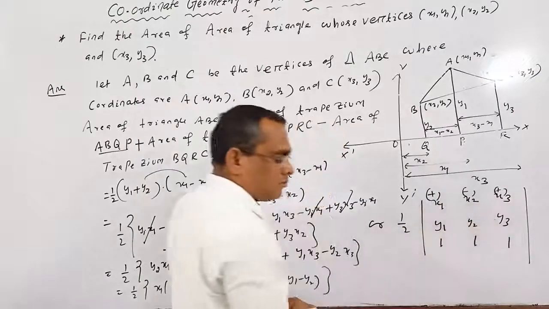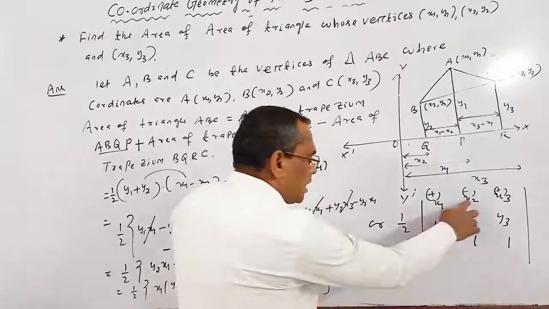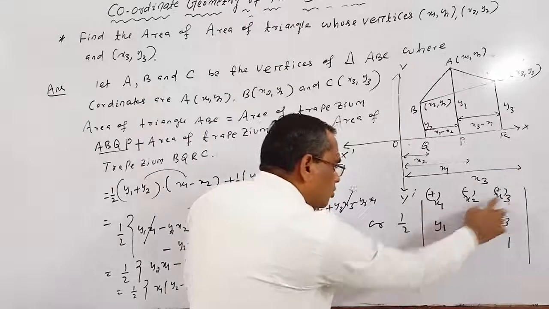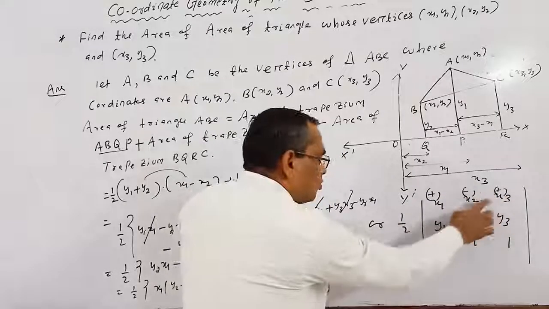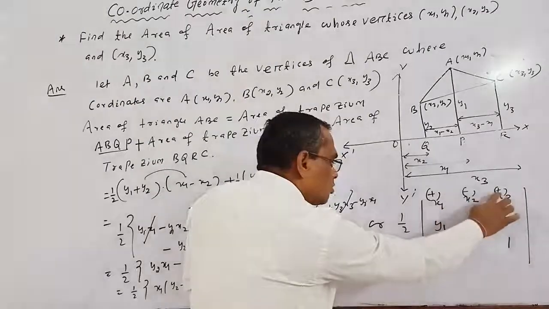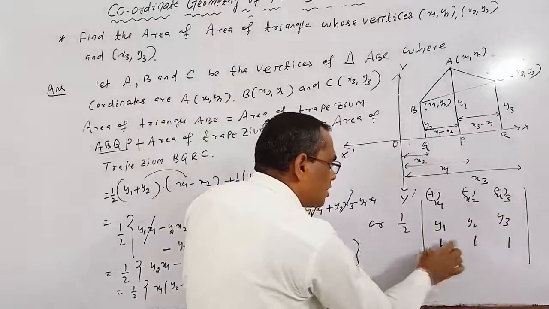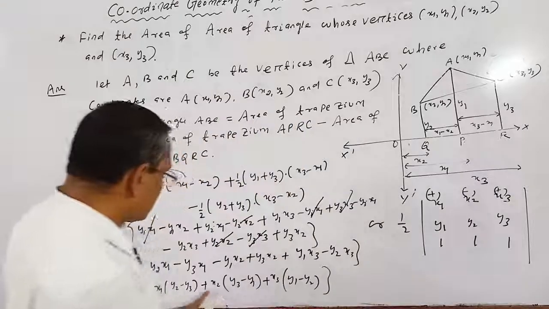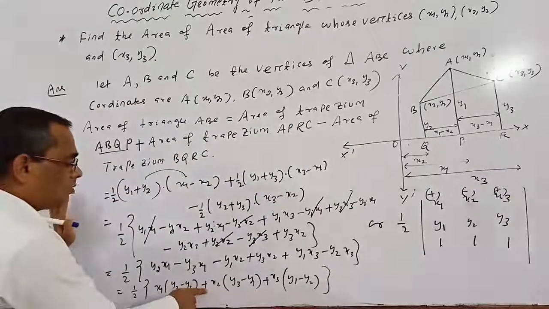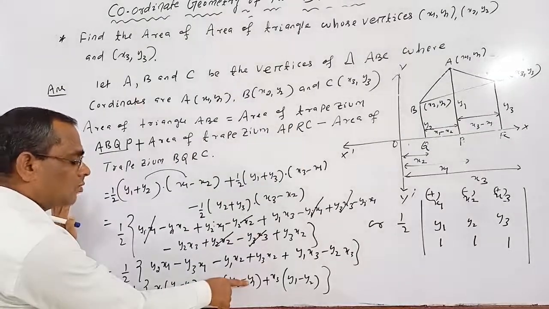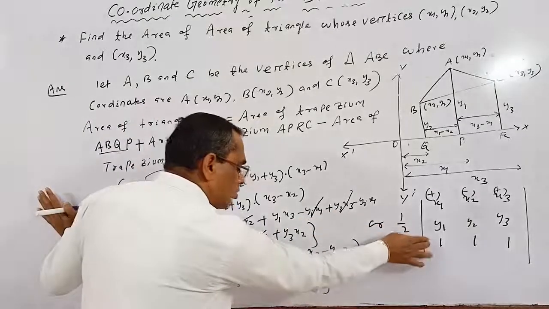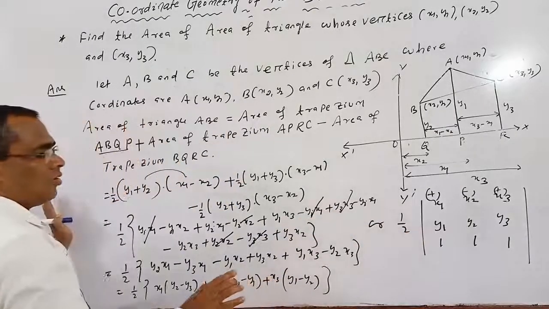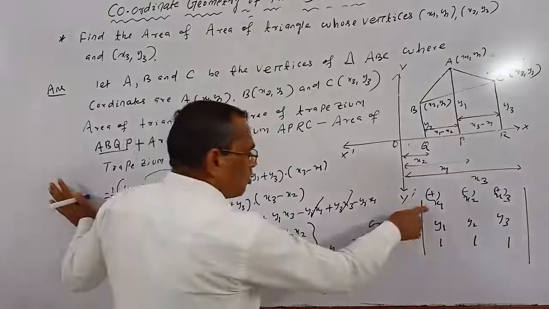in what way you have to expand: half into x1 into y2 minus y3, minus x2 into y1 minus y3, plus x3 into y1 minus y2. Here if we take the minus common, we get y1 minus y3. So this answer is equal to this one, the same answer.